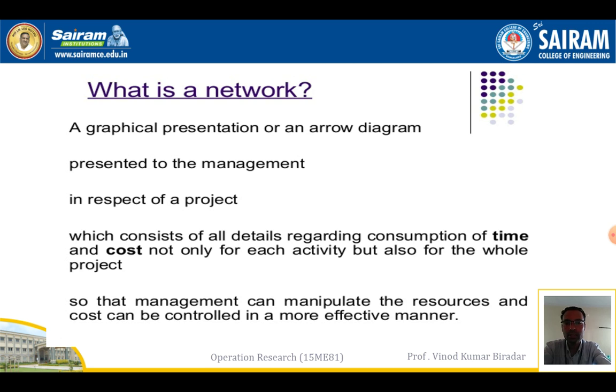It consists of all the details regarding the consumption of time and cost, not only for each activity but also for the whole project. So along with the sequence of order, the network also has some values, that is time value and cost value, so that the management can manipulate the resources and cost can be controlled in a more effective manner. If you know the time and cost, we can know how to complete the given problem. That is the main use of network analysis. So this is about the network.